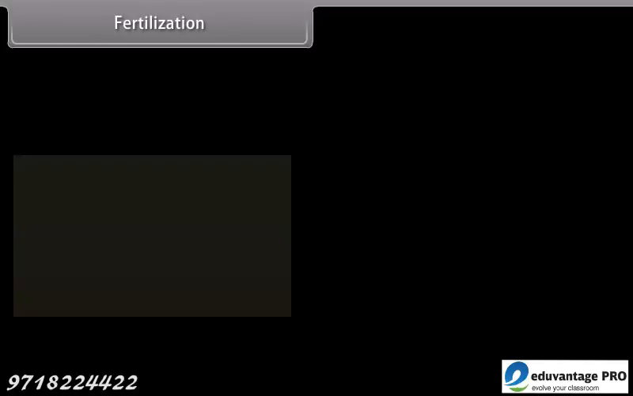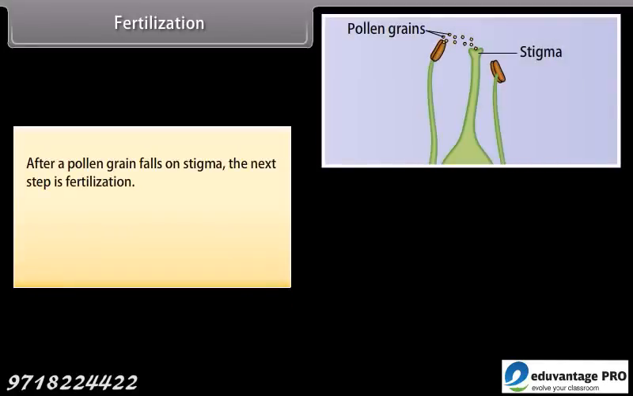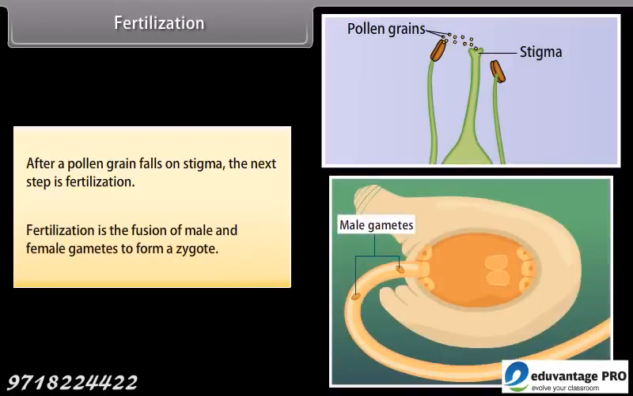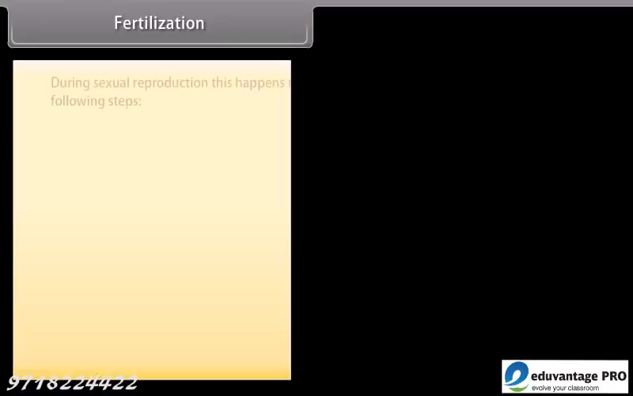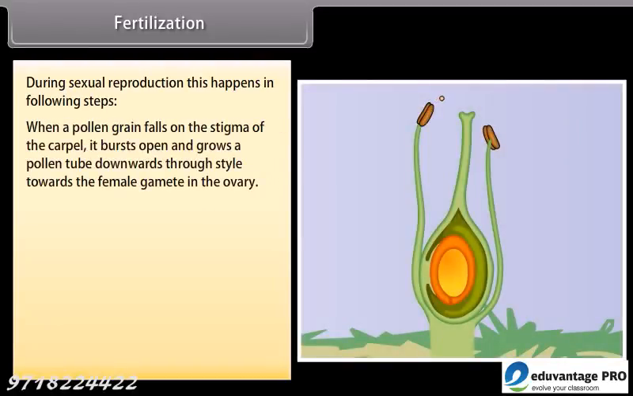Fertilization. After a pollen grain falls on the stigma, the next step is fertilization. Fertilization is the fusion of male and female gametes to form a zygote. During sexual reproduction, this happens in the following steps. When a pollen grain falls on the stigma of the carpel, it bursts open and grows a pollen tube downwards through the style towards the female gamete in the ovary. Two male gametes are formed in the pollen tube.